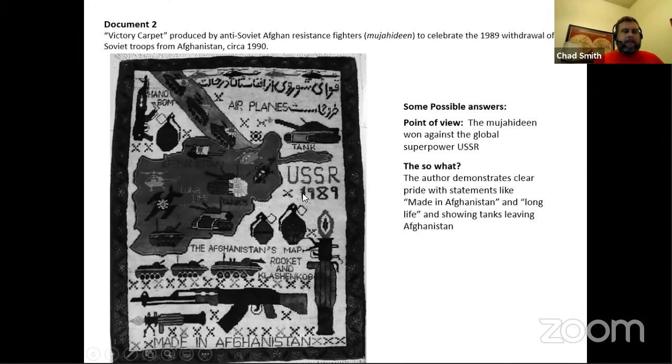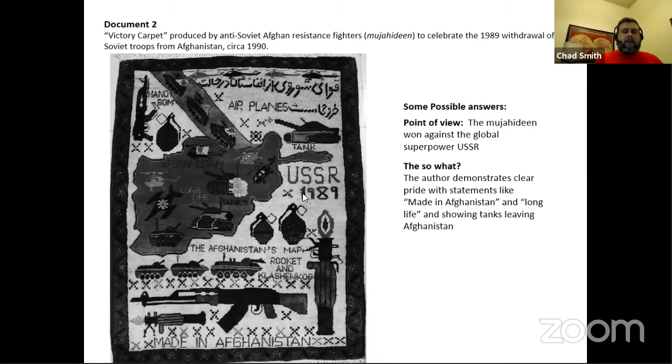A second document is this victory carpet from Afghanistan. One way to source this document is through looking at the author's point of view. The individual who made this victory carpet did so after the organization, the Mujahideen, had become victorious against the Soviet Union. Being victorious against the Soviet Union was no small feat. They were one of the two global superpowers, the strongest governments in the world. And to compete with them was an extraordinary accomplishment.